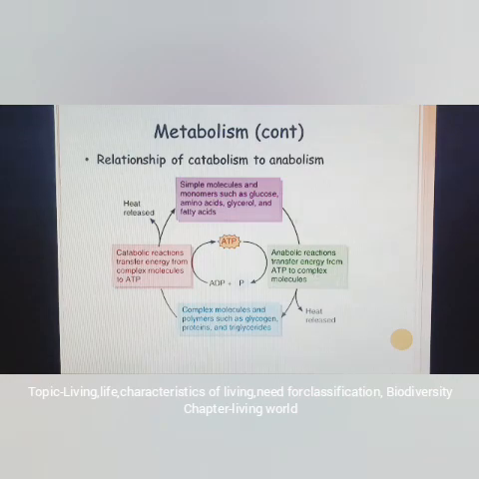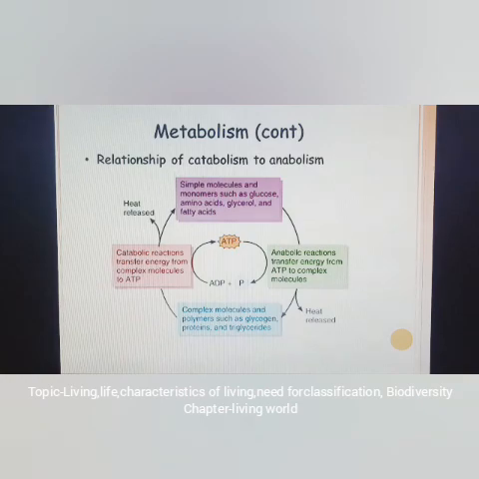Clear? So the process where simpler molecules are again converted to the complex one is considered the anabolic process. And in this process you can see that ATP is utilized. There also heat is released, and from there complex molecules like polymers, like glycogen, protein, and triglyceride, which means one kind of fat, are produced.